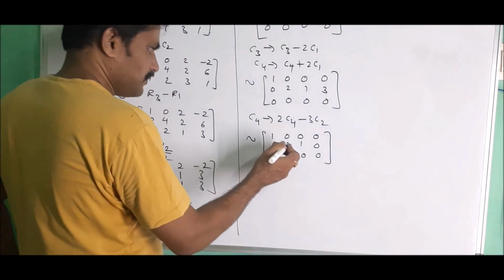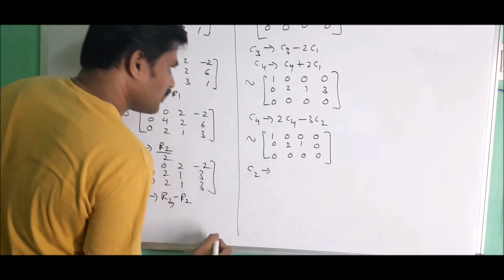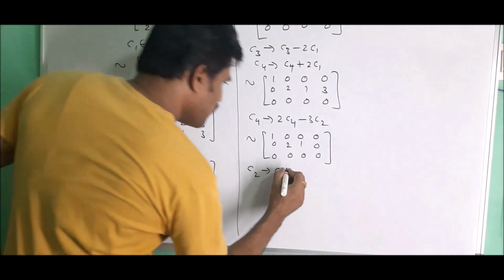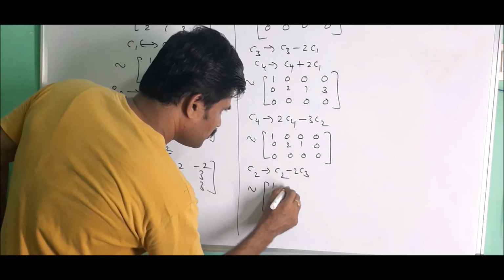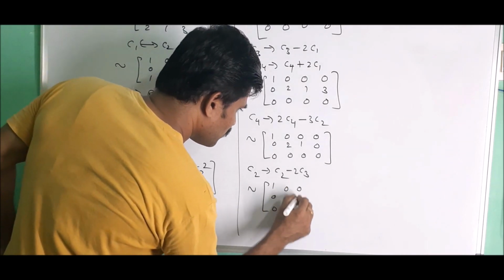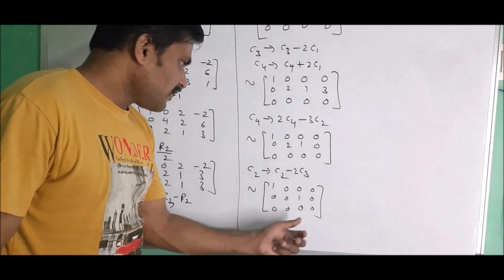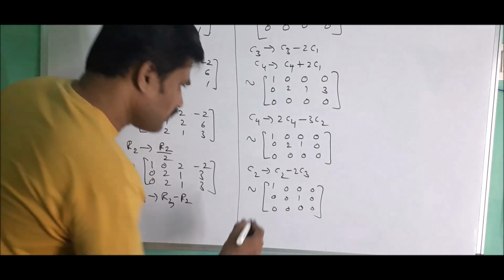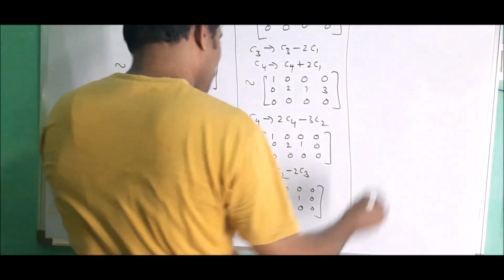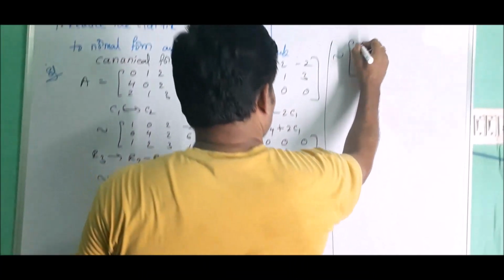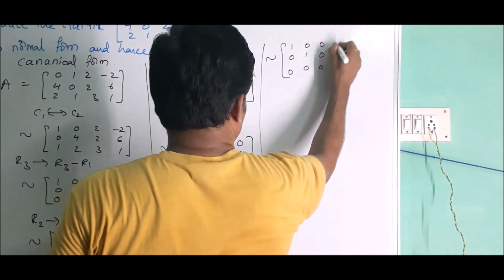Now we can apply any column operation. C2 changes to C2 minus 2C3. So 1 0 0 0 0 0 0 1 0 0 0 0. And this is interchanged by the second and third columns, C2 interchanged by C3. Here the resultant matrix is 1 0 0 0 1 0 0 0 0 0 0 0.